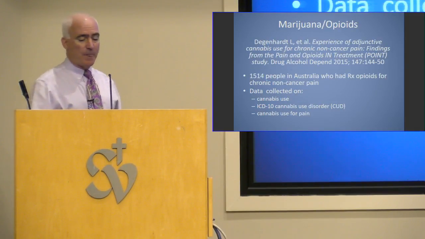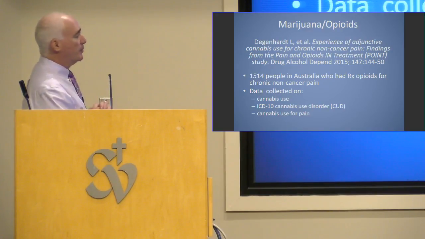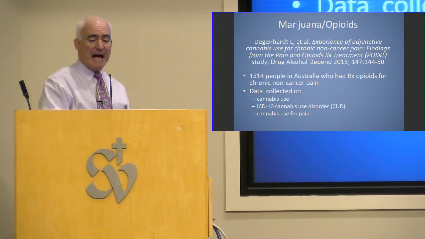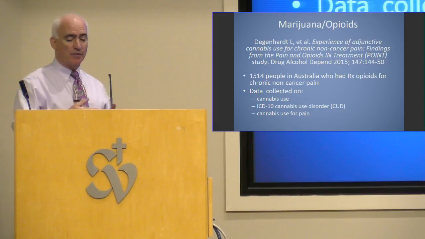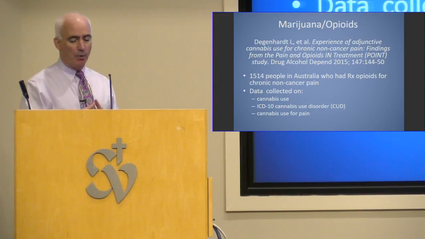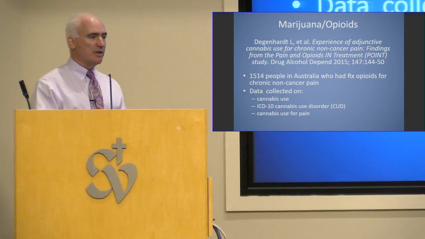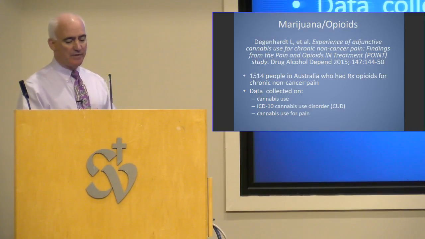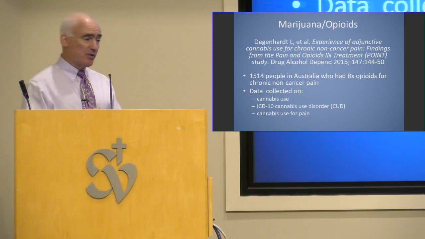All right, now, Degenhardt, I'm probably butchering his name there, looked at adjuvant cannabis use for chronic non-cancer pain. And this was the POINT trial, the Pain and Opioids IN Treatment. And this was in Drug and Alcohol Dependence in 2015. This is a study out of Australia. Now, this is a much better N, right?